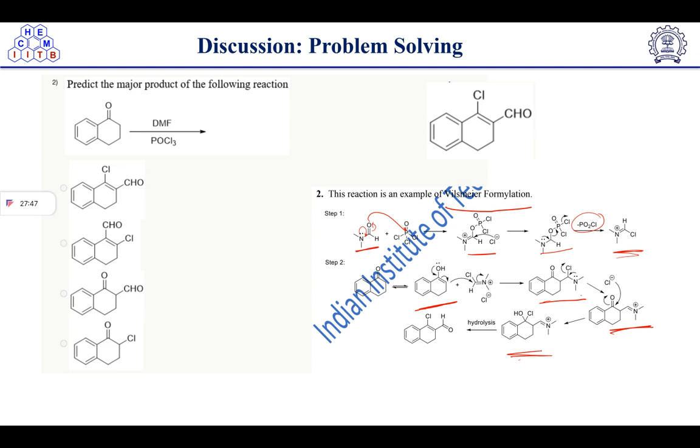After this one, hydrolysis will take place and hydrolysis will result in the formation of this alpha beta unsaturated double bond. So that's how we will get this as a product. So in this case, at the ortho position we will get the aldehyde. The correct answer is option number A.